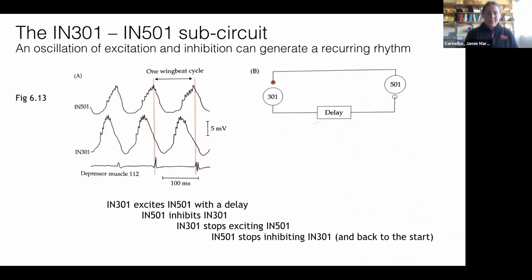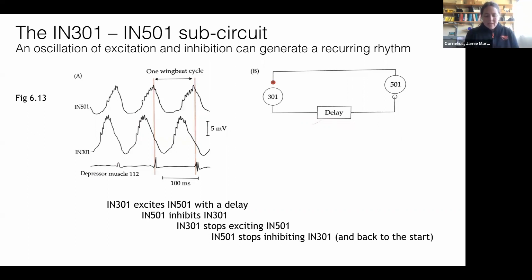So we're going to look at interneuron 301 and 501. And what we're going to see is that an oscillation of excitation and inhibition can create a recurring rhythm. On the left-hand side in panel A, we have a wing beat cycle, and then the membrane potentials in 501 and 301. What you can see, first of all, is that the peak activity in those two neurons are offset from each other, and they both peak essentially once during a wing beat cycle. So that already suggests that their rhythmicity is linked to the rhythmicity of the wing movement.